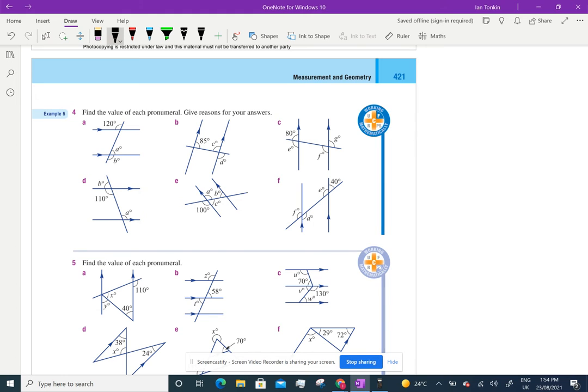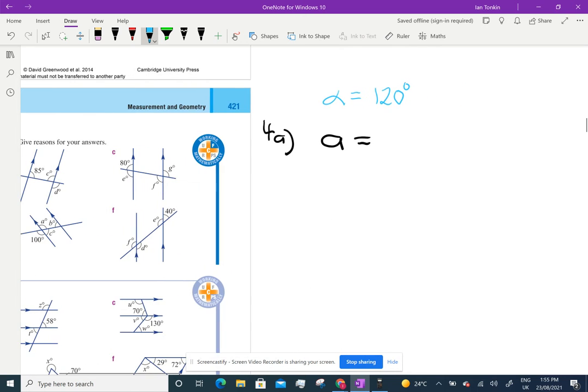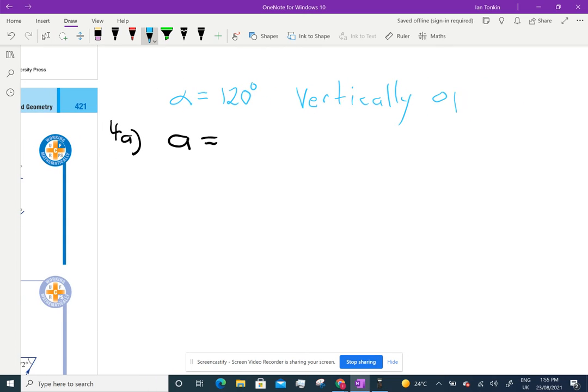So, here I go. Here's 4A. Well, A, oops, sorry. A equals, well, I can't get A straight away because it doesn't relate to that 120. But I'm going to put a little letter in here, alpha. I'm going to find alpha first. You can do this. Alpha equals 120 degrees. Why? Because vertically opposite angles are equal. You're allowed to write OPP for opposite.